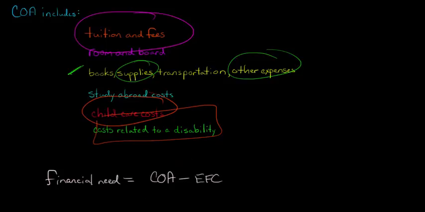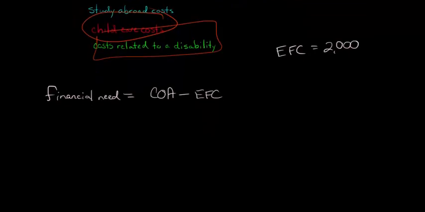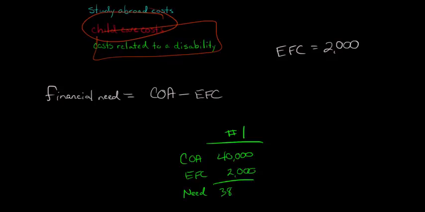So EFC is going to be the same no matter what college you apply to, right? So let's say your EFC is $2,000. Well, no matter what college you apply to, the EFC is still going to be $2,000. But let's say you apply to 2 universities. So here's University 1, and the cost of attendance there is, let's say, $40,000. Then your EFC is $2,000. So your need is going to be $38,000.